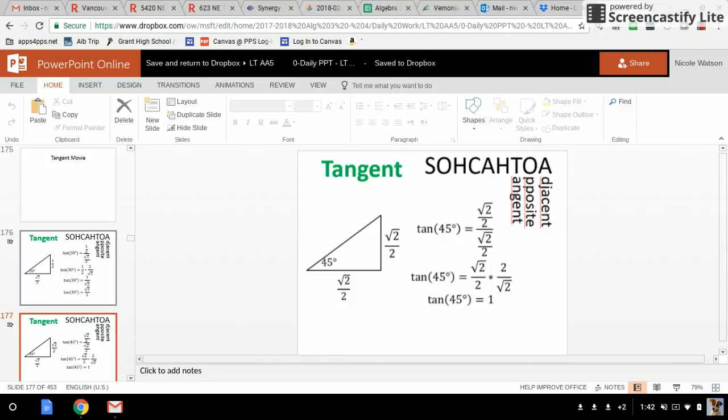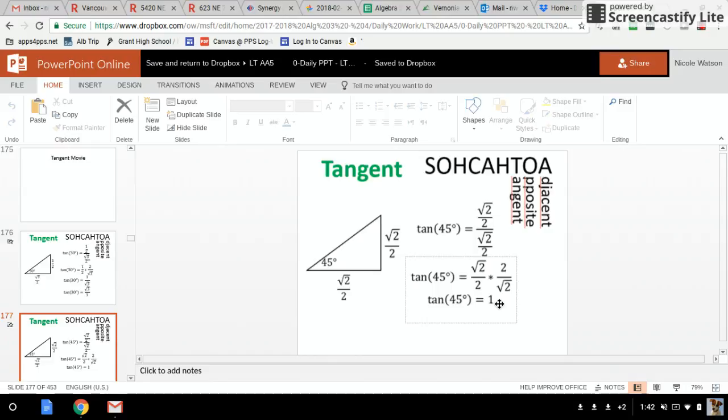Can we do that for 45 degrees? Well, let's try. We know sine of 45 is square root 2 over 2, and cosine of 45 is square root 2 over 2. I can divide, put the opposite over the adjacent. I can multiply straight across, and I get 1.